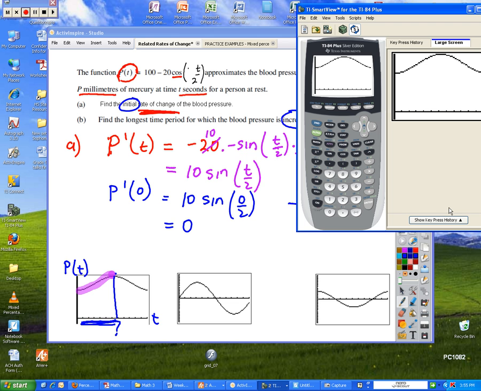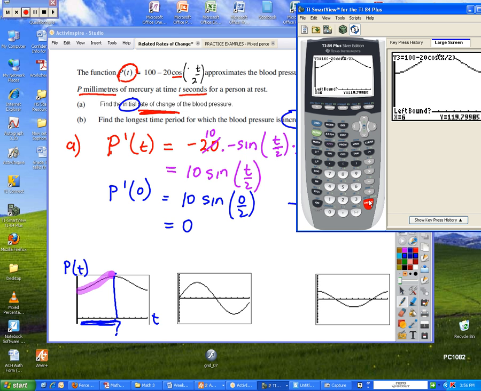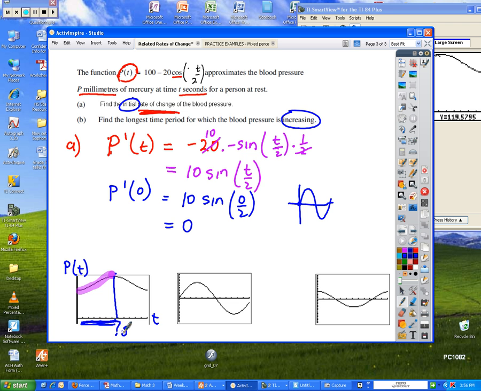I can't see this very well on the screen, second calc, and I can find the maximum value here. So we're on our left bound, and on our right bound there, guess. Let's see, this value here is approximately 5.8 seconds. So from 0 to 5.8 seconds, we have an increasing blood pressure. That's one way we could do it.